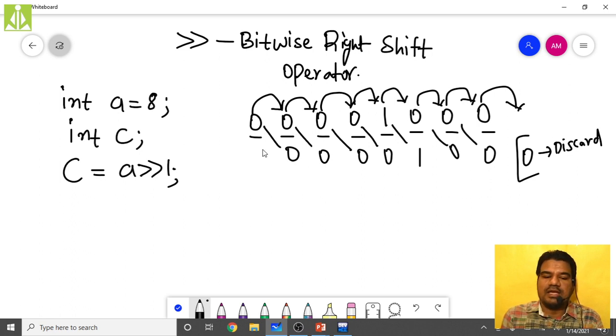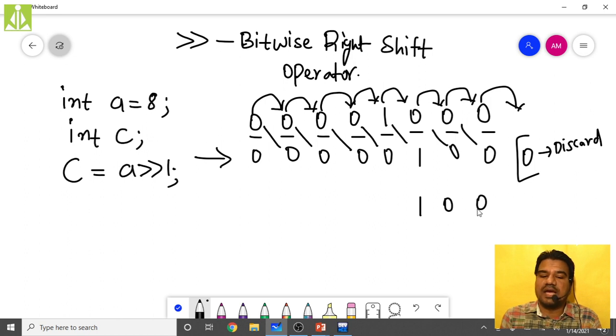And finally, this place is left out, isn't it? The leftover place will be filled with a 0 from nowhere. Like this, you remember. So this is only one right shift operation we performed. So what is our value? We got 1, 0, 0.